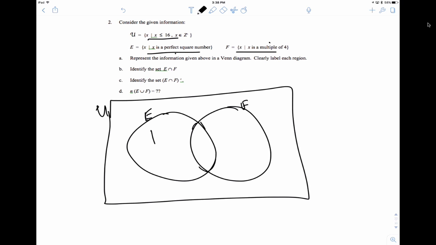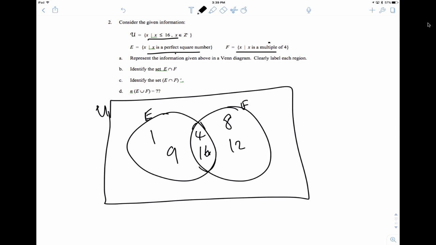So 1, 4, 9, 16. That's the way that will go. Now, the remaining multiples of 4, so we get 4, 8, which is not a perfect square, 12, which is not a perfect square, 16.